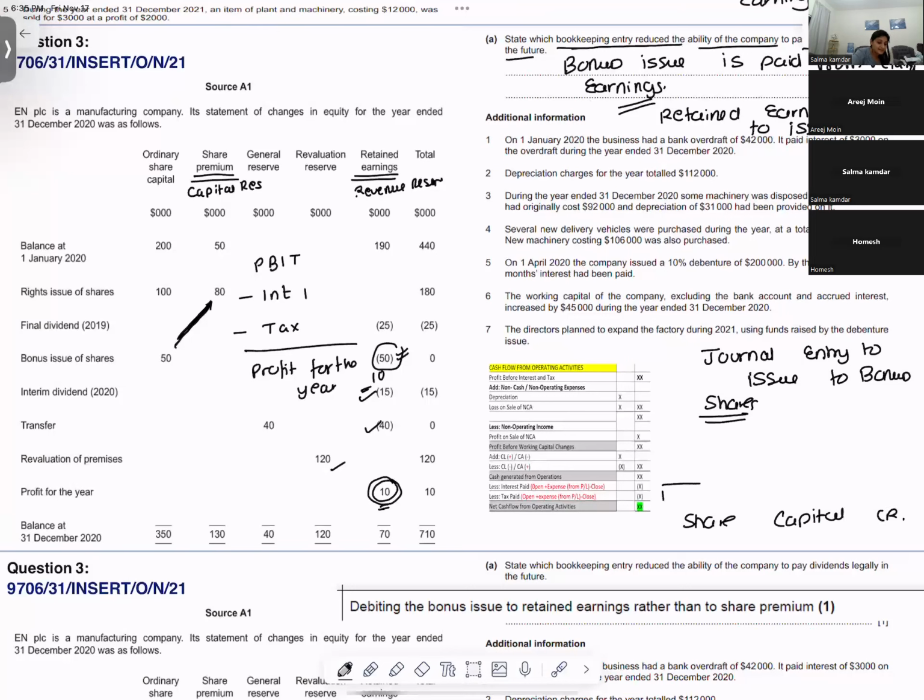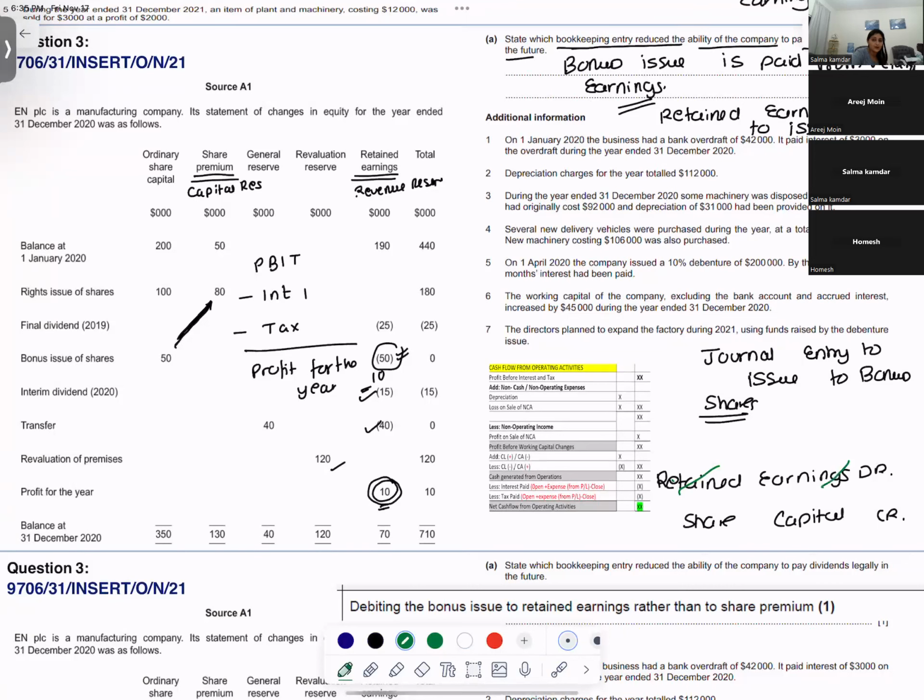What will be debit? Is money coming in or are we using our profits? Technically, you're using profits. And over here, which profit have you used? You have used retained earnings. So the journal entry to issue bonus shares is retained earnings debit, share capital credit. Are you with me? Because you have paid out of retained earnings.